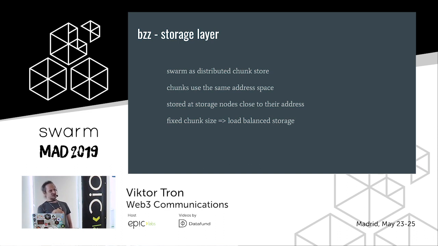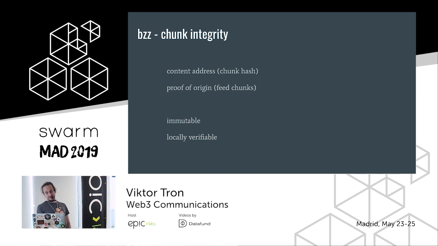In DHTs, normally it's information about a particular chunk that you find at the address of the closest node. Here in Swarm it's the actual data, and since the chunk size is fixed, and the hashing that determines the address of the chunks is uniform, as long as these two properties hold, then we can guarantee that Swarm will be a load balanced storage over the nodes. And now you can see why this is important.